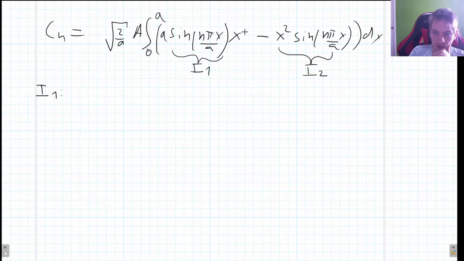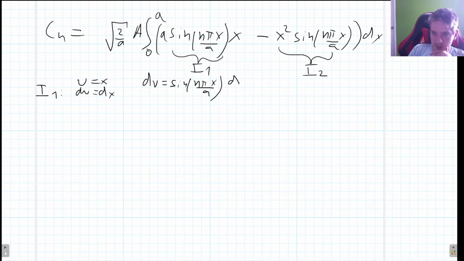For I1, we are going to have to do integration by parts. As I said previously, I'm just going to do these integrals to make sure that everyone here knows how they are done. So u will be x, du will be dx, dv will be sine of n pi x over a dx, and v will then be the integral of this, which is just minus cosine of n pi x over a times a over n pi.